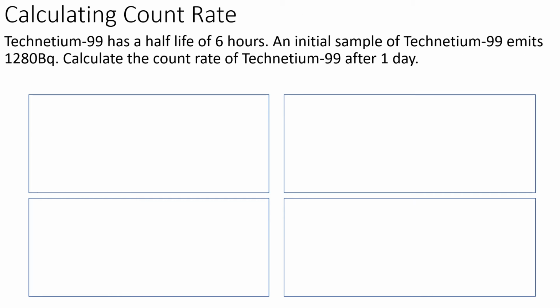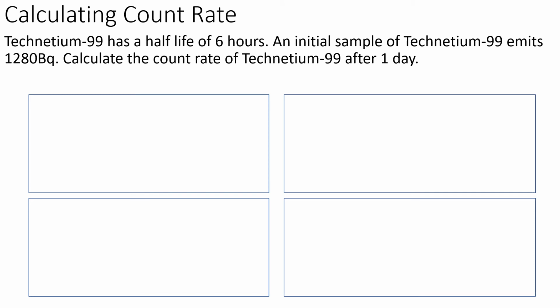Calculating count rate. So this time technetium-99 has a half-life of 6 hours. An initial sample of technetium-99 emits 1,280 becquerels. Calculate the count rate of technetium after 1 day.